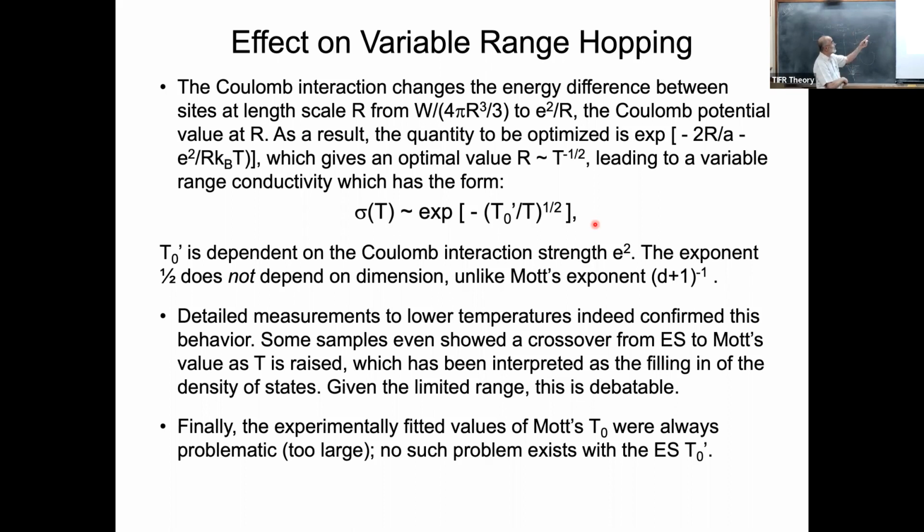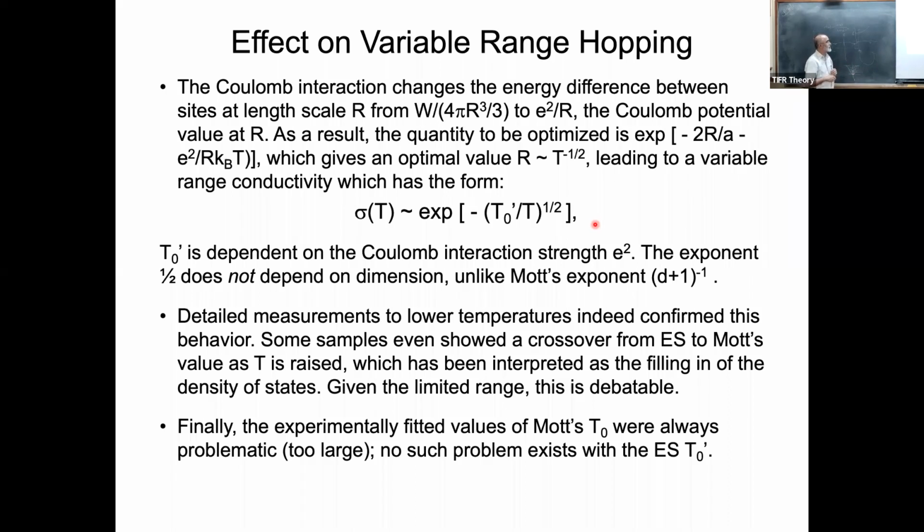And so when you do that, since it's no longer r cubed but r, when you find the optimal value, the hop length goes as T to the minus 1/2, and the conductivity goes as e to the minus some T naught prime divided by T to the 1/2. So instead of a quarter in 3 dimensions, you get a half. Instead of a third in 2 dimensions, you still get a half. So it's independent of dimension, at least above 2, and it depends on the Coulomb interaction strength, e squared. It doesn't depend on other things like phonon interactions.